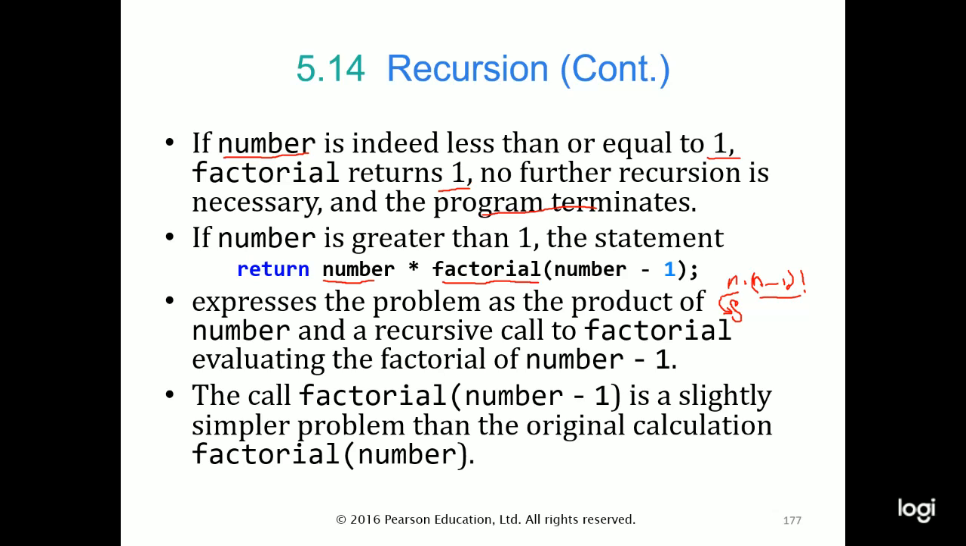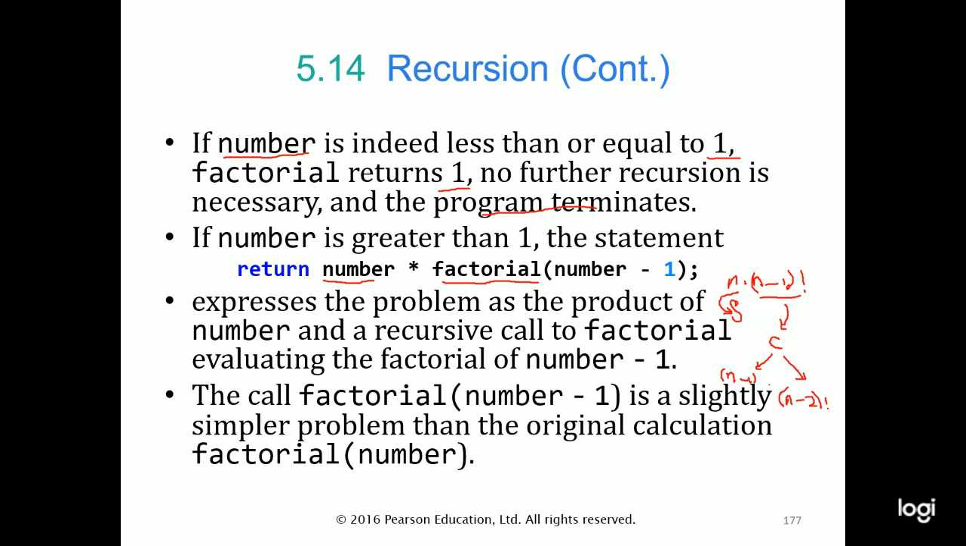And (number minus 1) factorial is now the complex part of our task, which at this time we do not know how to do. So we're going to break it down further into another simple task and another slightly more complex task. This time, our simple task on the next call is to take number minus 1 and multiply it with something, and that something is the complex part, which is (number minus 2) factorial.